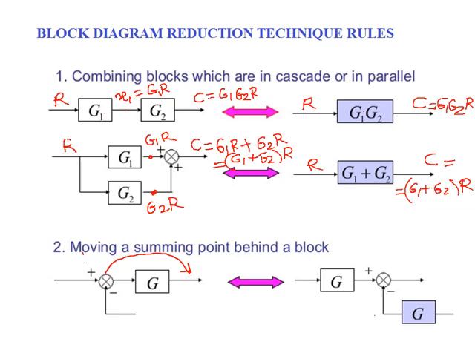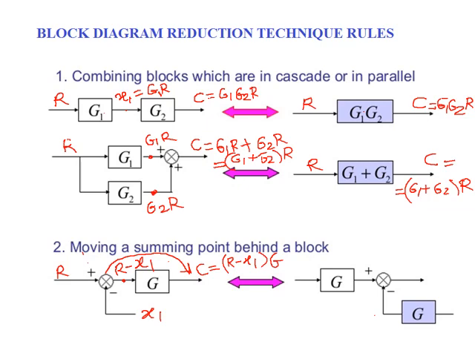So after shifting, we got this extra G block. We will check whether it is matching or not. Look at this: this is R, this is C, and I am labeling this signal as X1. At the output of the summing point, the signal is negative, so I am writing R minus X1. C is equal to gain into input, so this will be R minus X1 into G.